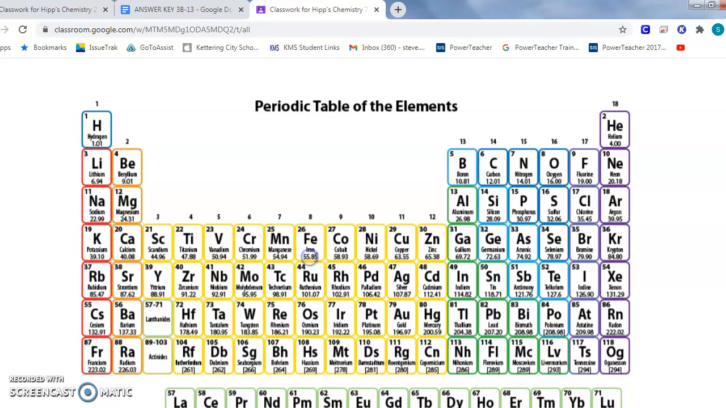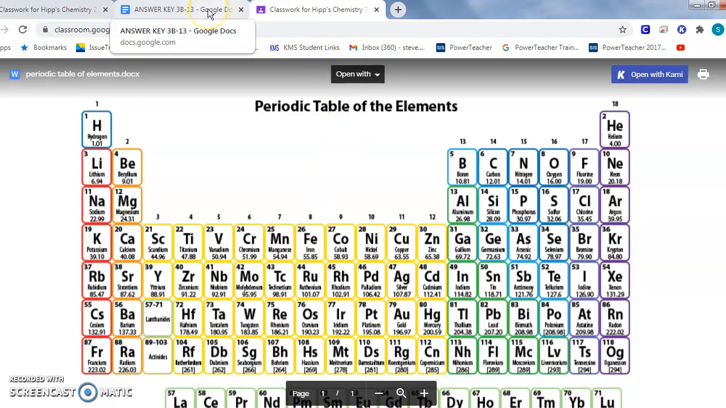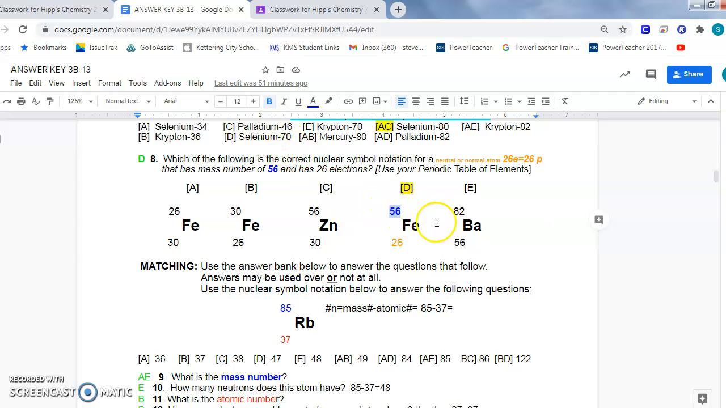This 55.85 in the iron square is not a mass number. A mass number is the number of protons and neutrons in the nucleus. You can't have 0.85 of a proton or a neutron. That 55.85 is the atomic mass. That is the weighted average of the naturally occurring isotopes of iron. Letter D.